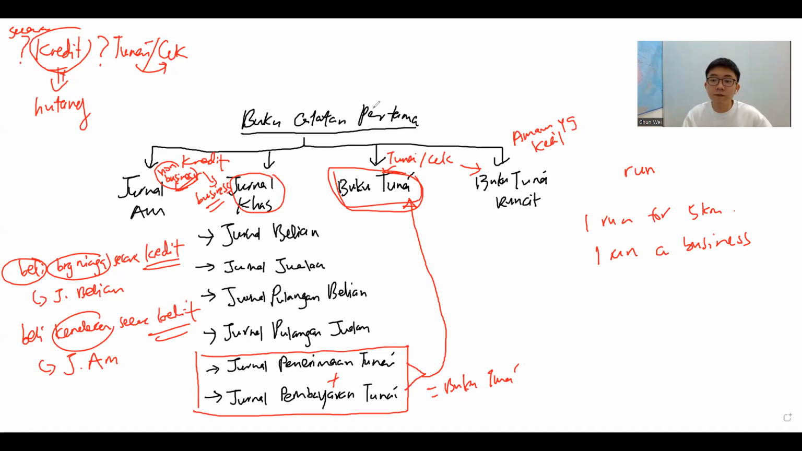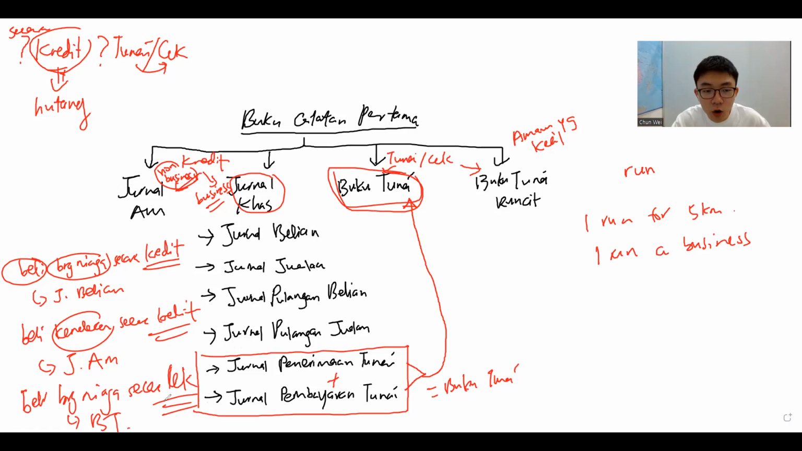You see, it's actually very simple. It's straightforward. If this keyword, you know it is this one. If this keyword, you know it is another one. Okay, again, same concept. Let's say now I beli barang niaga. But now I change the word to secara check, for example. Now, whenever you see the word secara check, straight away you know this is entered into your buku tunai. It's just that simple. Can you see?